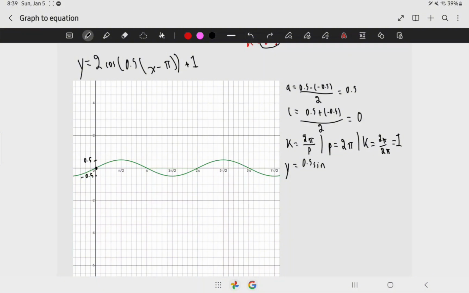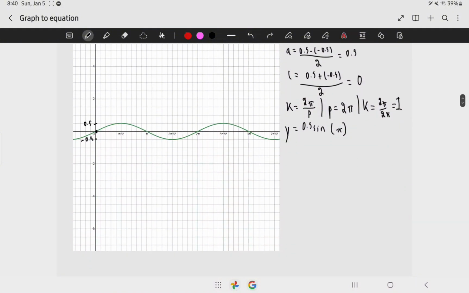So when k is 1, then instead of just doing 1x, that's just the same as x. And because we have no c value, there's nothing plus or minus anything. And there's also no phase shift, which means that is literally just our final answer, 0.5 sine x.